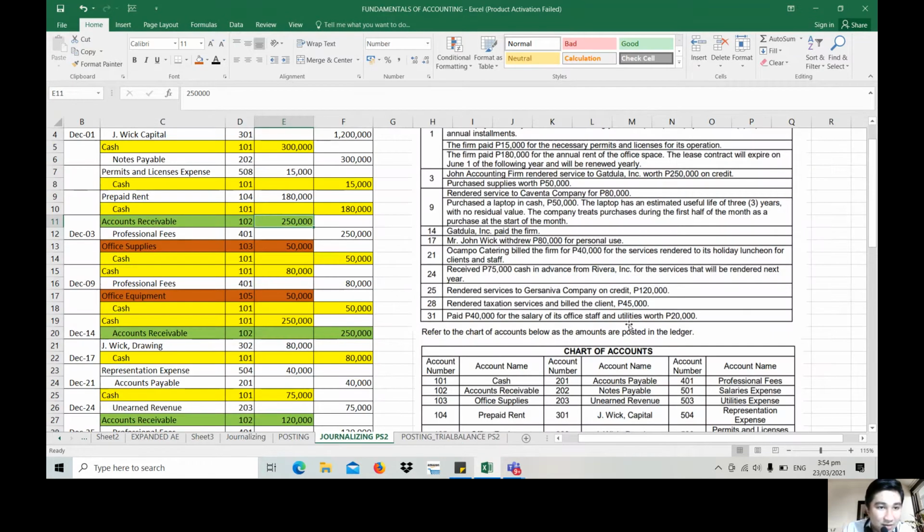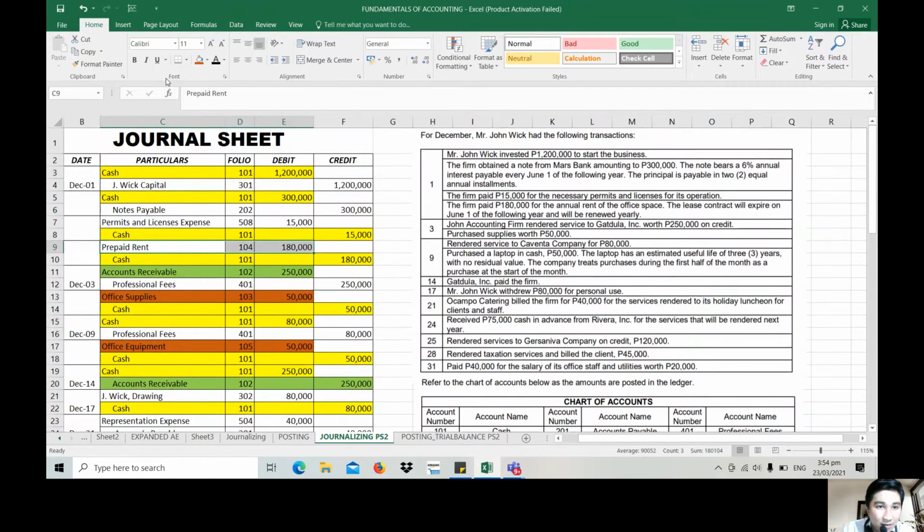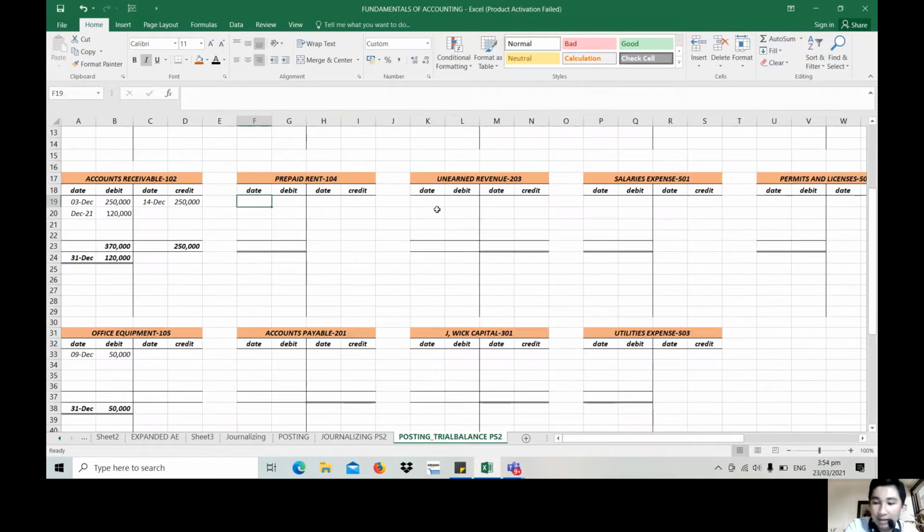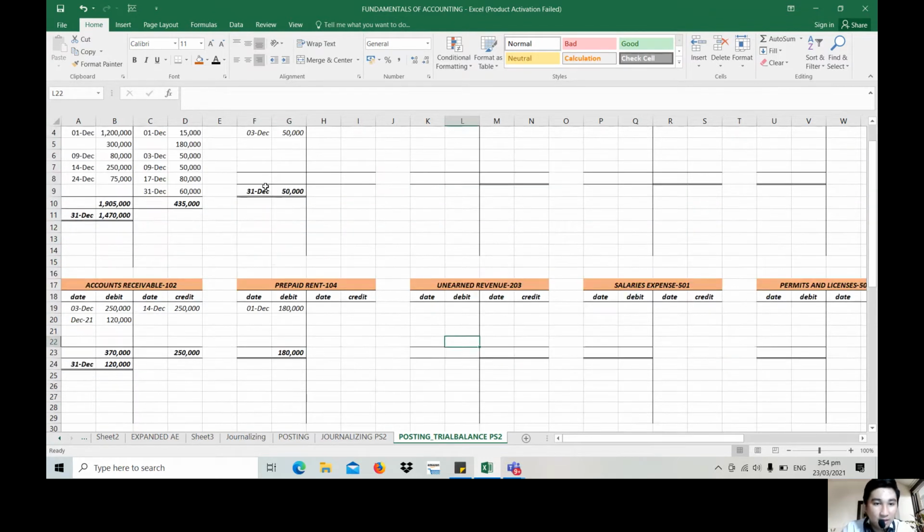Ayan. Next, prepaid rent. Isa lang din yung transaction natin for prepaid rent. That is December 1. Ayan, 180,000. Okay, prepaid rent, December 1, first day of December, 180 for prepaid rent. So that's December 31. Copy lang natin yung date.